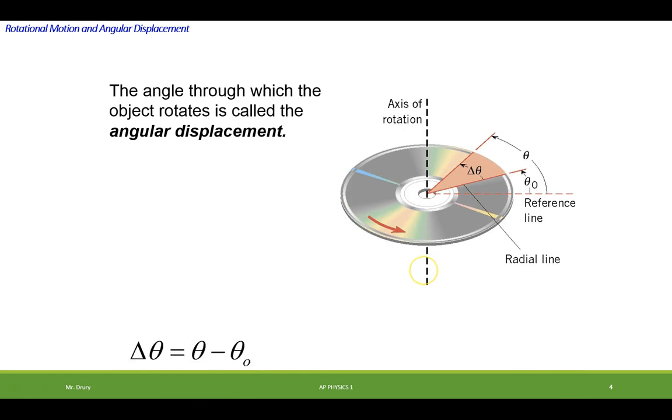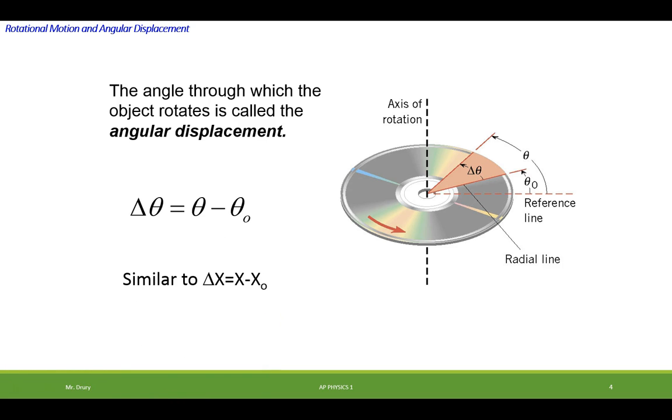Okay, so if you take the idea of this line here, and the whole disk spins, started here, and went through this much rotation, that would be defined as the angular displacement. It would take the final displacement, like right here, measured from a reference line, minus the initial displacement, measured from a reference line. That would be the change in displacement. And it's very similar to the idea of linear displacement.